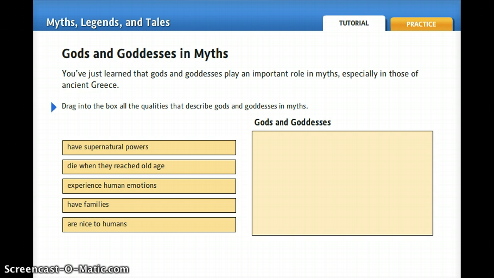You've just learned that gods and goddesses play an important role in myths, especially in those of ancient Greece. Drag into the box all the qualities that describe gods and goddesses in myths.